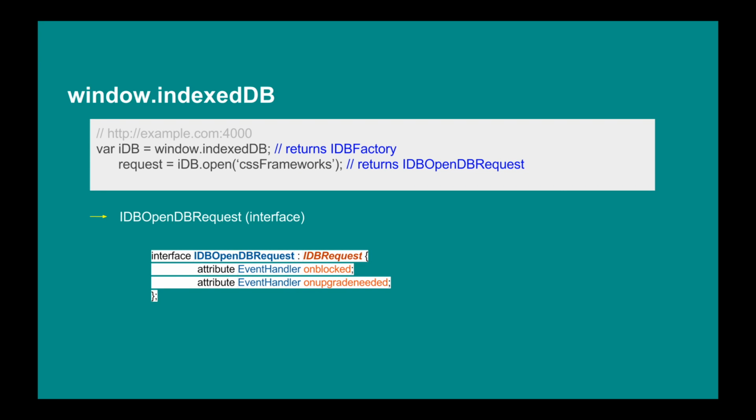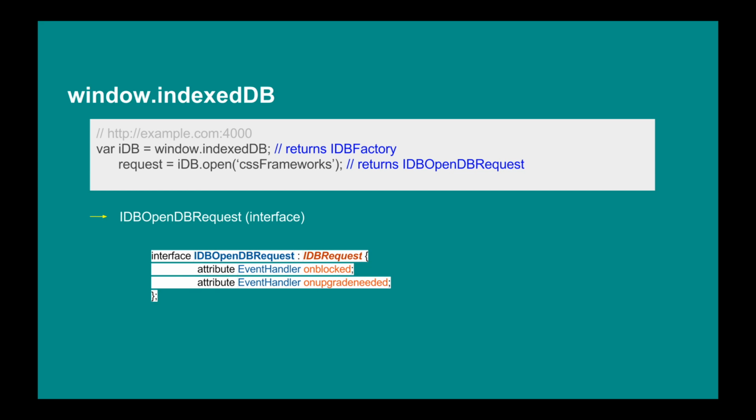So this is what happens. What I'm trying to do here is use the open method and pass a DB name called CSS frameworks. In this case, for the first time, whenever we make this request, the DB doesn't exist. So the browser is going to create a DB for us.